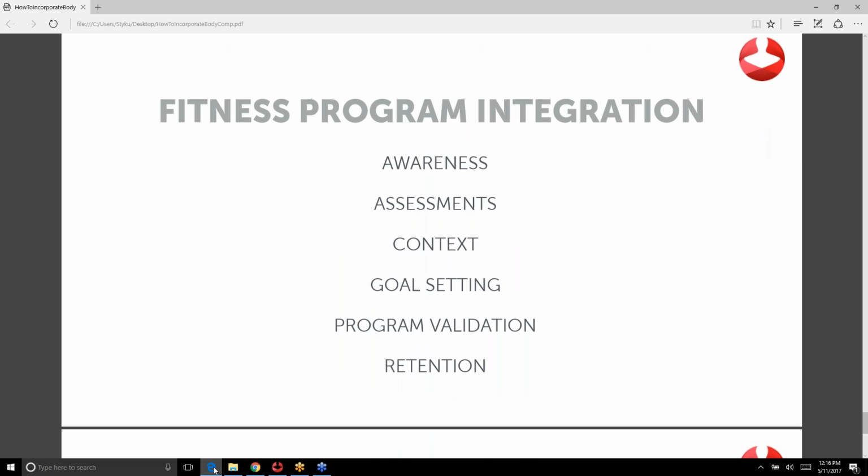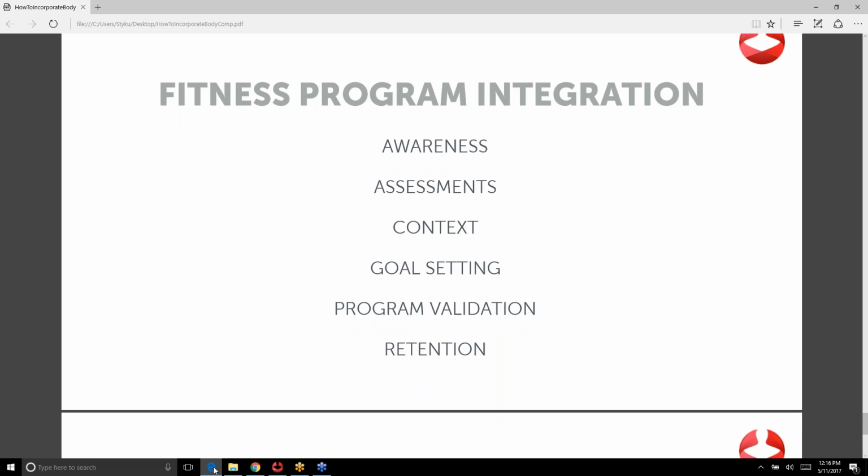Really, it comes down to validation of the program, goal setting, and context. These are extremely important parts of the member experience. And today, if a fitness owner really wants to compete on the marketplace, they have to be competing on two things: results and experience. Because everybody is driving the cost down.